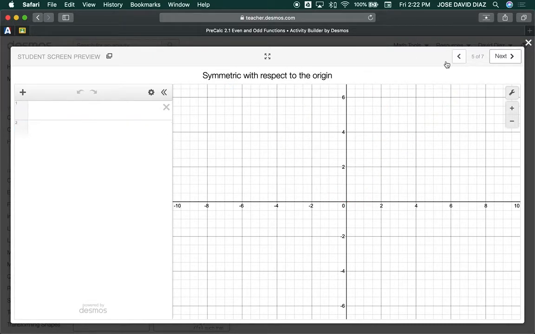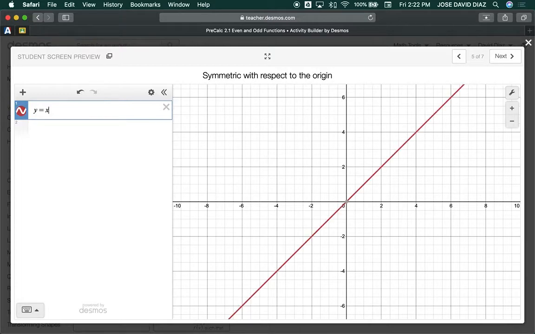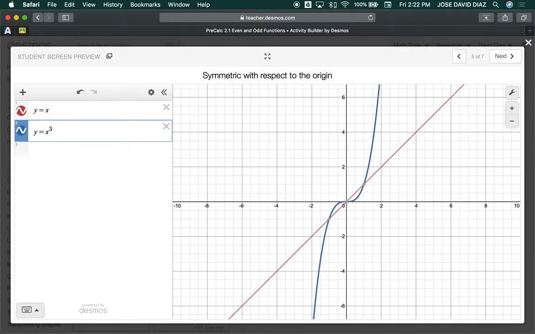How about a graph that's symmetric with respect to the origin? Well, we covered one of them, right? What's another one? Y equals x to the power of 3. That is correct.